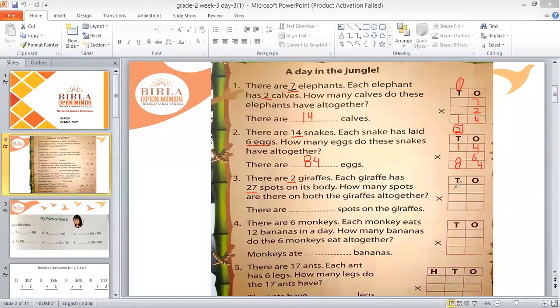So 27 is a two-digit number, so we will write 27 first. We will not write 2 first, okay? So this 2 will come in tens place and 7 will come in ones place. Then our next number is 2, so we will write the 2 below this 7 in ones place. Okay? Shrimant? Yes, ma'am. Shrimant, tell me which number is there beside multiplication symbol in third bit? Yes, please tell.